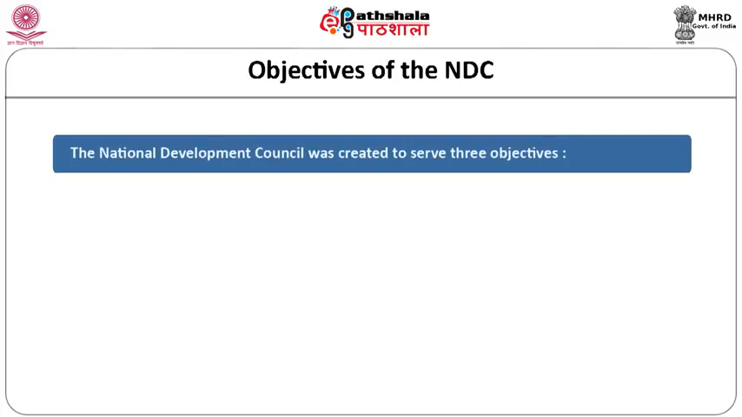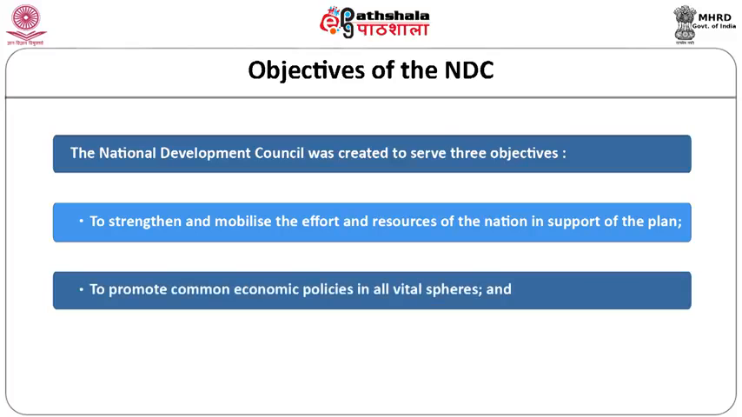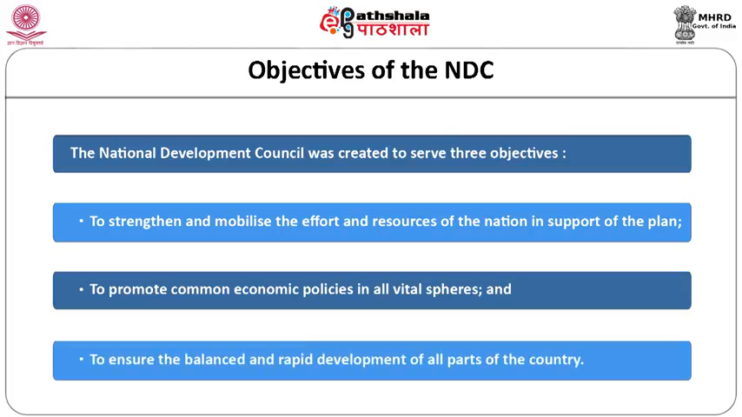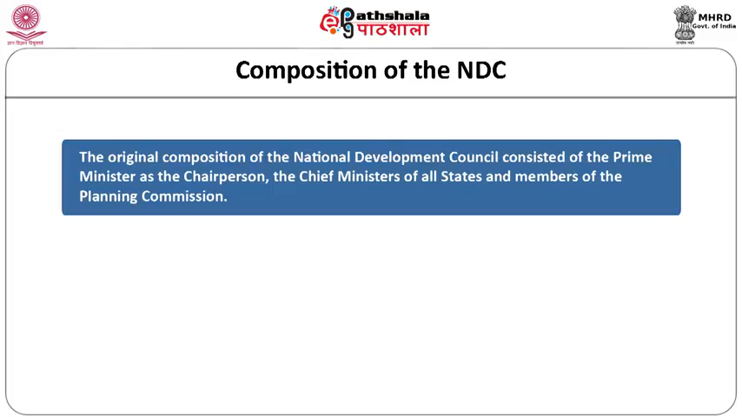Number one, to strengthen and mobilize the effort and resources of the nation in support of the plan. Number two, to promote common economic policies in vital spheres. Number three, to ensure the balanced and rapid development of all the parts of the country. These were the three objectives. The original composition of the National Development Council consisted of the Prime Minister as the chairman, the Chief Ministers of all the states, and members of the Planning Commission.